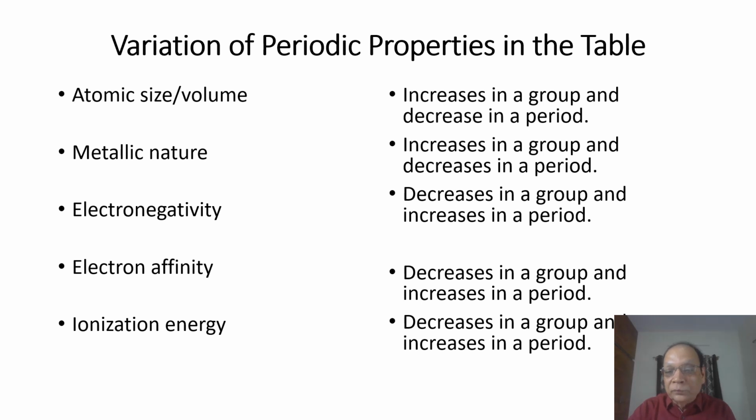Ionization energy, that is the energy required to remove one electron from the outermost shell or the valence shell of an atom, decreases in a group from top to bottom and increases in a period from left to right.